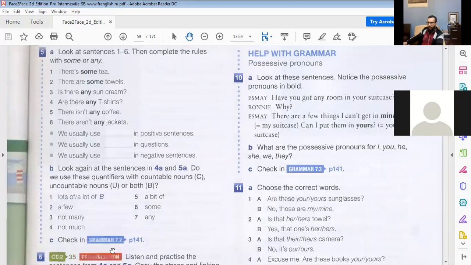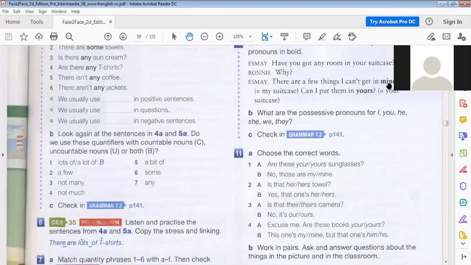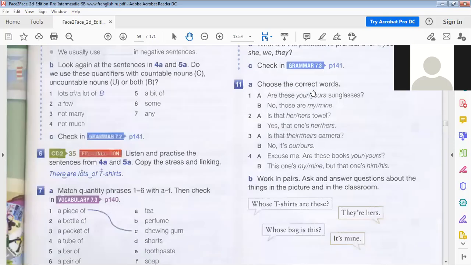We talked about possessive pronouns. We talked about how to use mine, how to use yours in the sentence. So are those your sunglasses? No, those are mine. Is that her towel? Yes, that one's hers. Is that their camera? No, it's ours. Excuse me, are these your books? Or are these books yours? This one's mine, but that one's his. So these are called possessive pronouns, and they're useful in everyday language.